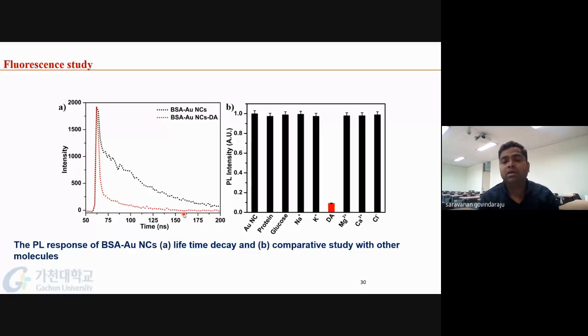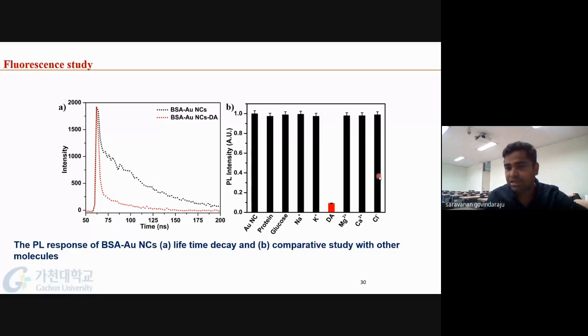The second thing, when we choose a sensor, we have to do a comparative study with the other molecules already present in that fluid. Here, for the gold cluster dopamine sensor, we chose CSF. CSF has a lot of molecules, so we chose protein, glucose, sodium, magnesium, calcium and chlorine. Compared to those other chemicals and elements, dopamine reacting with the gold cluster gives high quenching, down to below 0.1 intensity. So it is also a highly selective method.